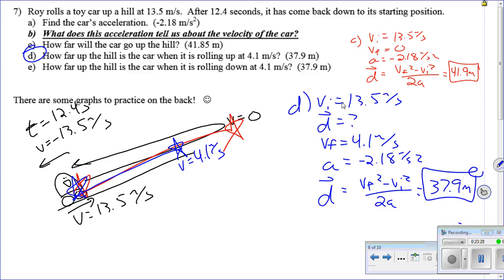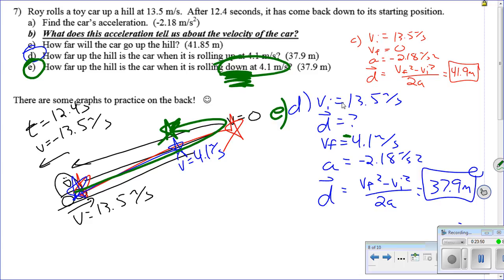All right, and then E wants to know how far up the hill is it when it's rolling down at 4.1. So it turns out that it's at the same spot, and so you get the same answer, right? But when you calculate per E, the difference is you make your vf negative 4.1 to indicate that it's coming down. But notice when I plug it into my equation here, that's going to get squared, so the negative ends up not mattering, and you get the same answer. All right? So that is that.